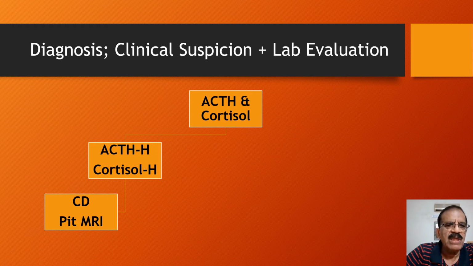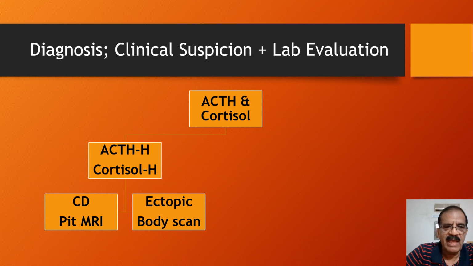If pituitary MRI is normal or otherwise you suspect some ectopic malignancy, then you have to go for a body scan. You have to image various parts of the body, but the most common site of malignancy responsible for Cushing syndrome is lung cancer. So we would start with X-ray chest, and if X-ray chest is abnormal, we would proceed with CT scan or other imaging test.